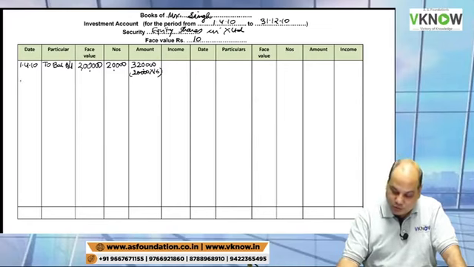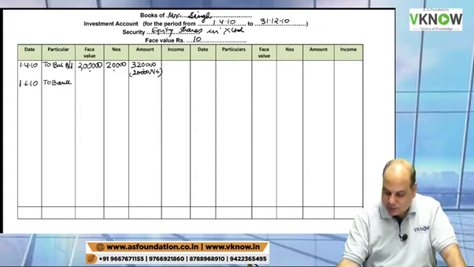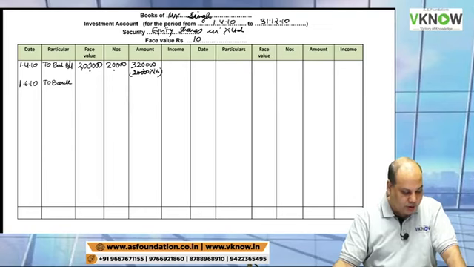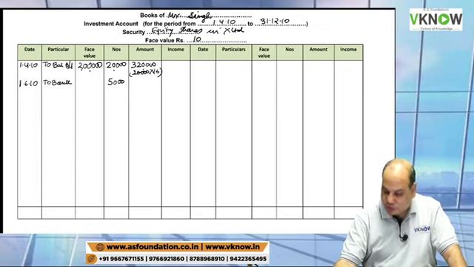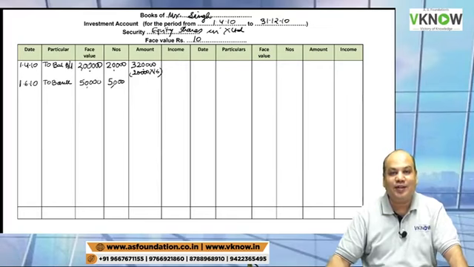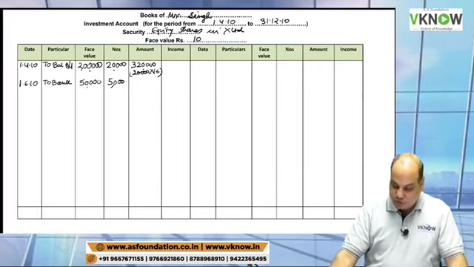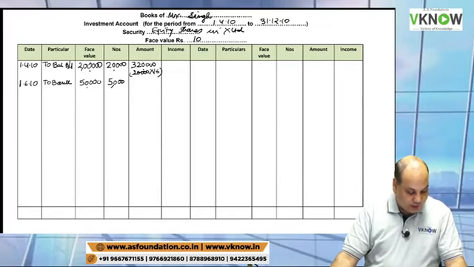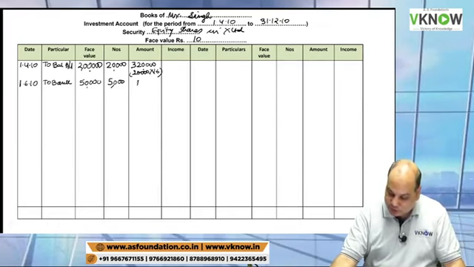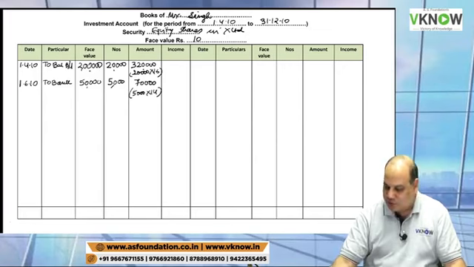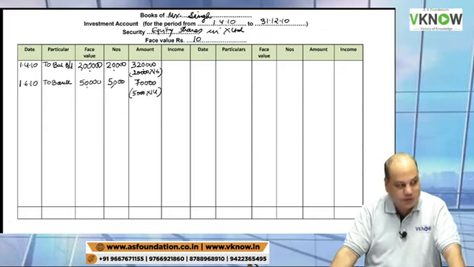Then we'll come to one purchase entry, to bank. To bank we have 5,000 shares purchased. So now what is the cost? 5,000 into 14, 70,000. Keep writing.